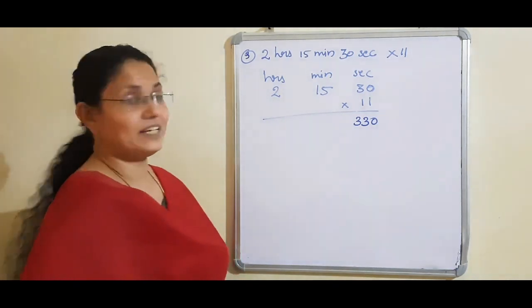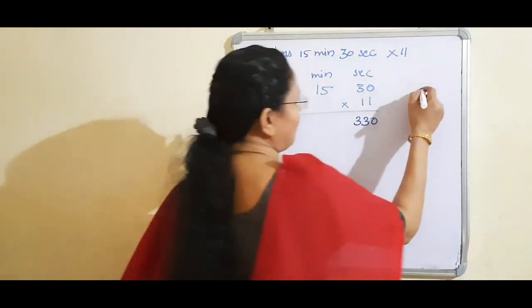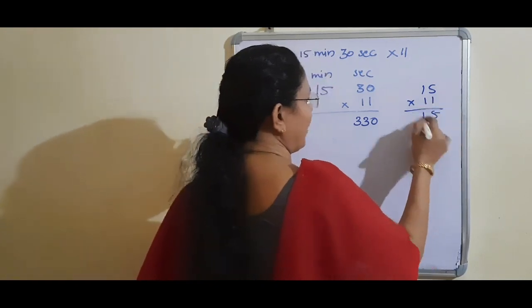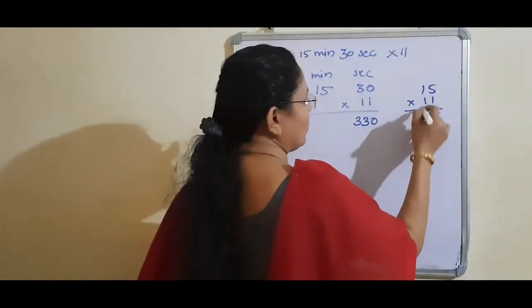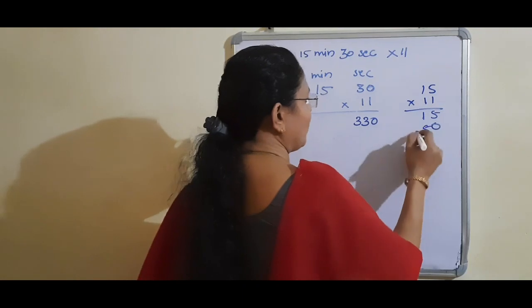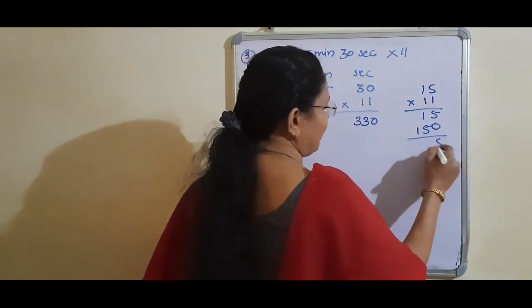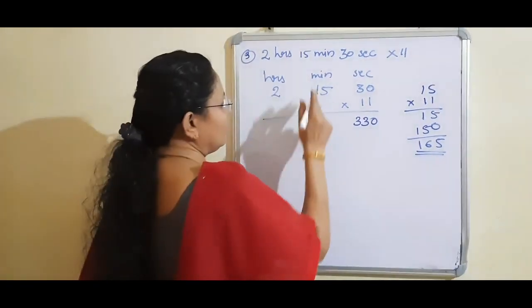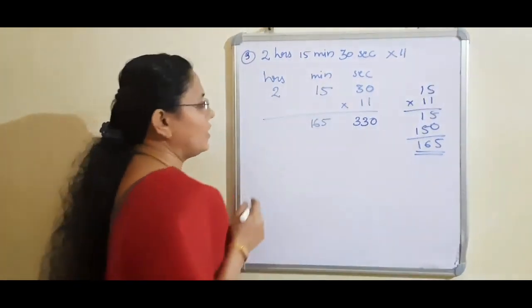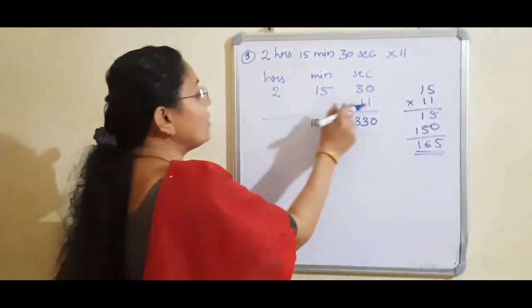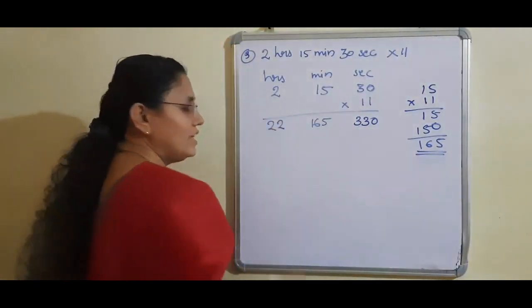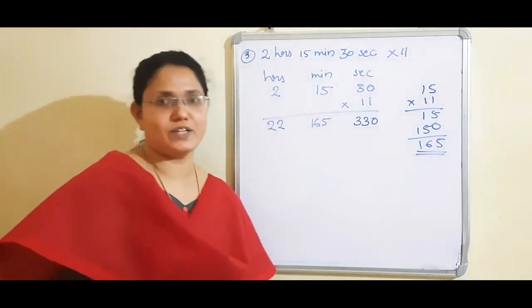Next 15 into 11. We can multiply and find 15 into 11. 1 into 1 is 1. Okay. Next put 1 0. 1 into 5, 5. Next 1 into 1, 1. Next we can add 5, 6, 1. 165. Write it below this minutes column, 165. Next multiply 2 by 11. 2 into 11 is 22.